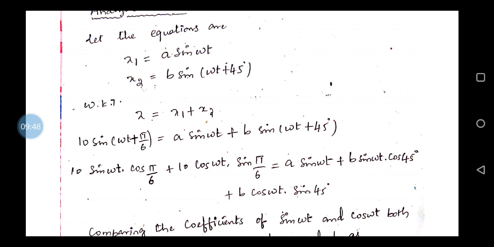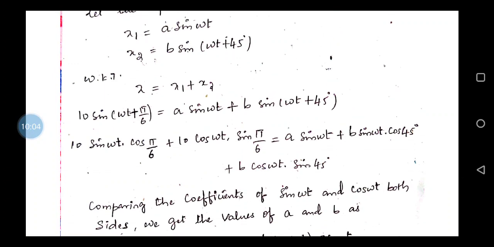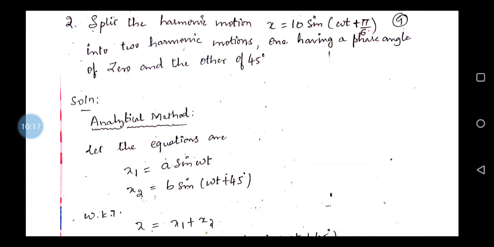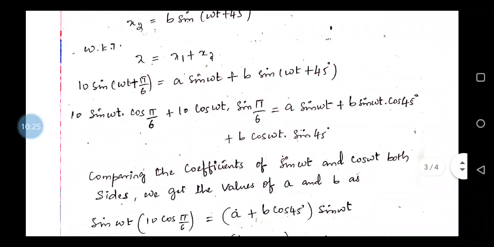We know that when we add two harmonic motions, the resultant equation will also be harmonic. So x is equal to x1 plus x2. We know the value of x, that is given as 10 sine of omega t plus pi by 6. x1 is a sine of omega t, and x2 is b sine of omega t plus 45 degrees. We have taken plus 45 degrees because one has a phase angle of 0, so the phase angle for x1 is 0, and the other has a phase angle of 45 degrees. So x2 is equal to b sine of omega t plus 45 degrees.